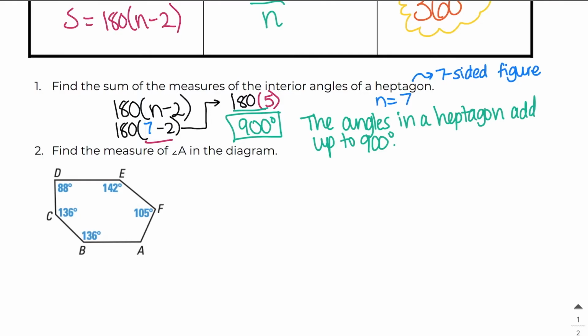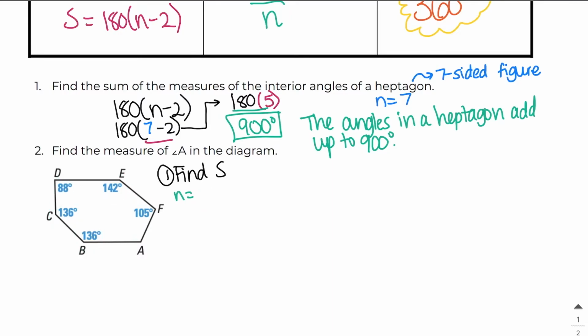All right, in our next example, it says find the measure of angle A in the diagram. So the first thing I need to do is I have to find S. I have to find how much the angles will all add up to. And in order to be able to do that, I have to find out how many angles there are or how many sides there are. So here I have 1, 2, 3, 4, 5, 6 sides. And I can also see that I have 1, 2, 3, 4, 5, 6 angles.